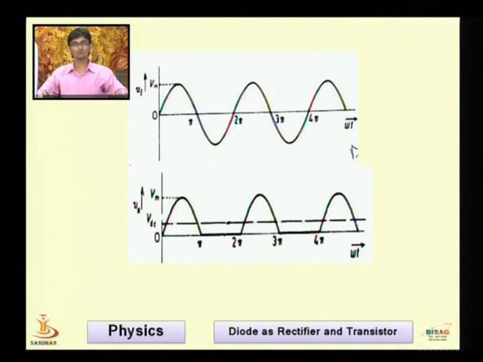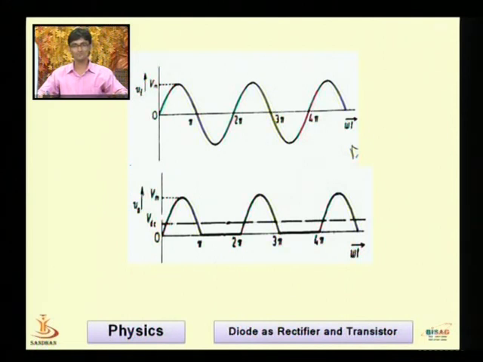Then comes the pi to 2 pi region. The pi to 2 pi region of the applied input is a negative potential, and the diode is not going to conduct during this negative potential because the negative potential is applied to the anode and the diode will be in reverse bias. In reverse bias, the diode does not conduct, it is a unidirectional device.